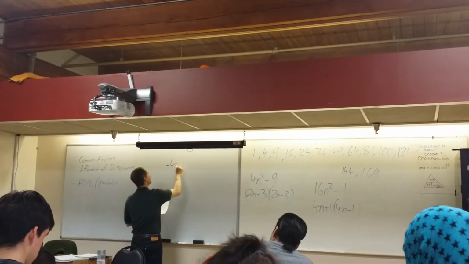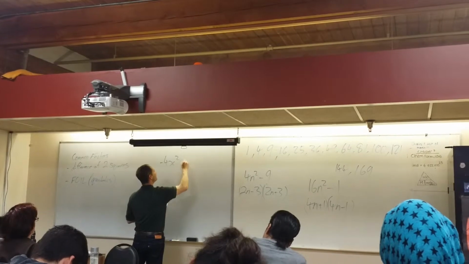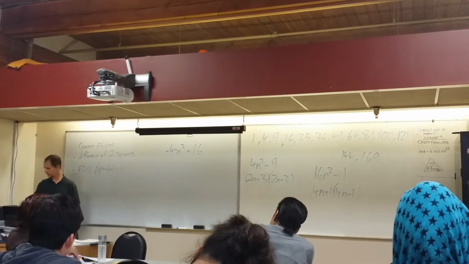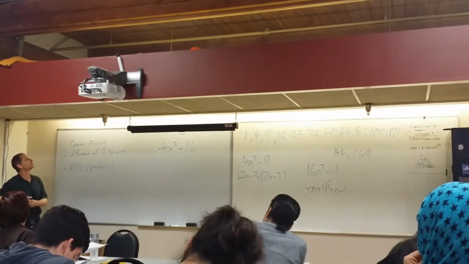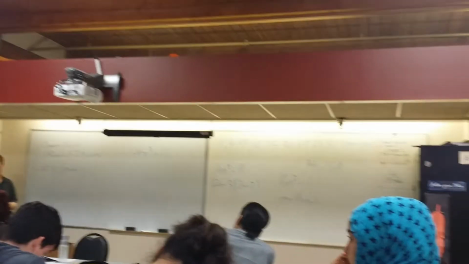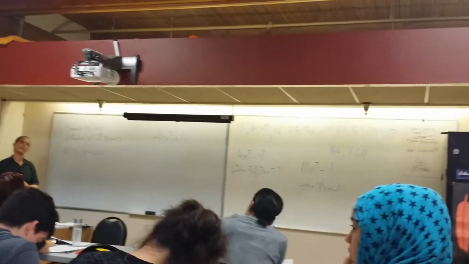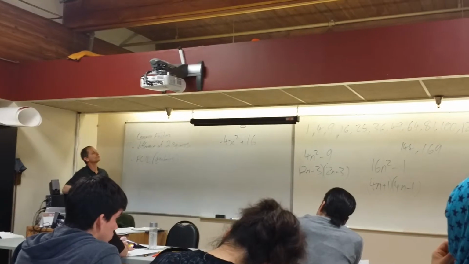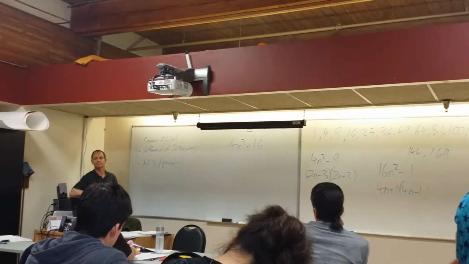Negative 4x squared plus 16. Is this the difference of two squares? No. It's not the difference. Oh, yeah, because it does have a negative. You can rewrite it as 16 minus 4x squared.